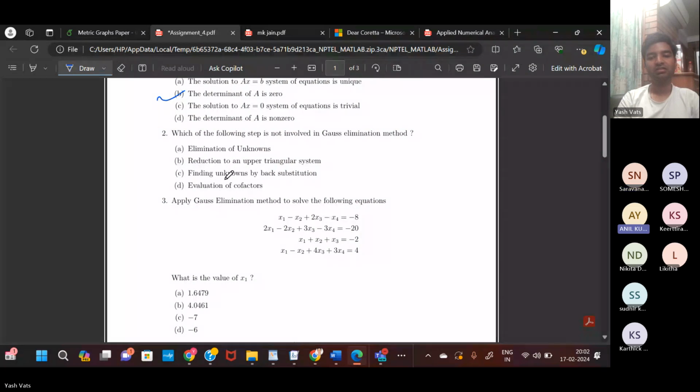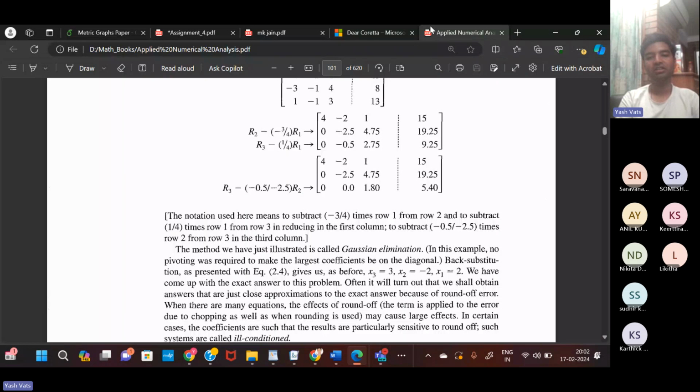That means we start to find the values from bottom to top. So can you explain how this is working, like back substitution? In this matrix, first we find the value of x3, then with the help of x3 we find the value of x2. How do you find x3? What should be the value of x3 here? x3 is multiplied by 1.80, which is equal to 5.40.